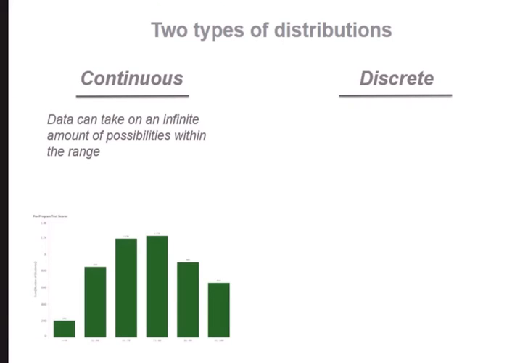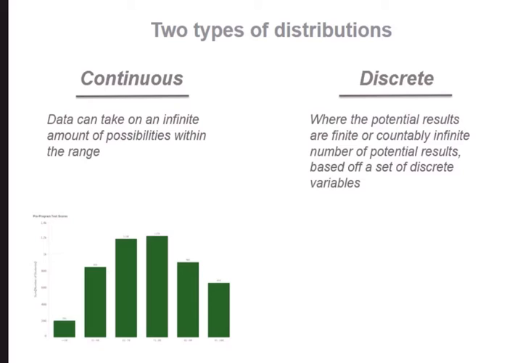The second type of distribution we want to review is a discrete distribution. A discrete distribution is a distribution where the potential results are finite, or a countably infinite number of possible results based off of a set of discrete variables. A countably infinite number of results means that a person can count all the data points, such as real numbers, even though it will take a long time. You can count it in a finite amount of time.